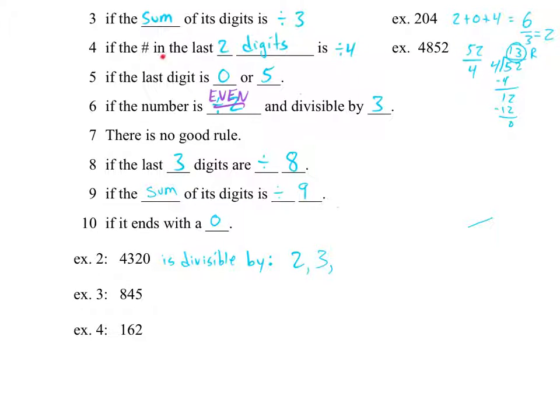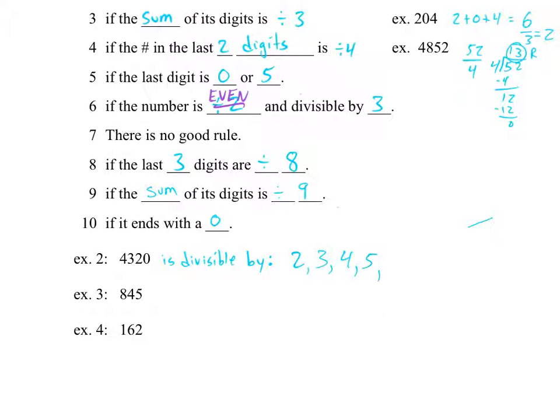For 4, we look at the last two digits. Are the last two digits divisible by 4? The last two digits are 20. 20 divided by 4 is 5. So it works, this one's divisible by 4. Is it divisible by 5? Yes, because it ends in a 0, so 5 works.